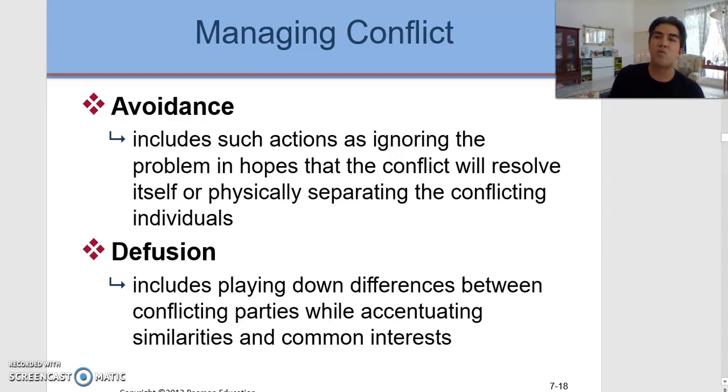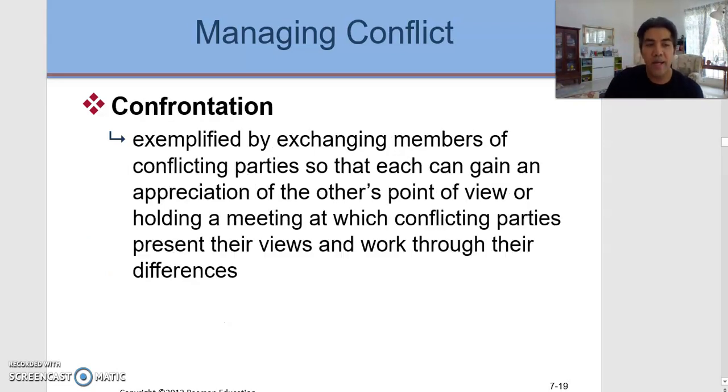So maybe we need to come up with a simple jadual waktu, kan? Time frame jadual untuk gunakan komputer, for example. So it would be fair. And if it does not work, then we do the confrontation, exemplified by exchanging members of conflicting parties so that each can gain an appreciation of others' point of view, or holding a meeting at which conflicting parties present their views and work through their differences.